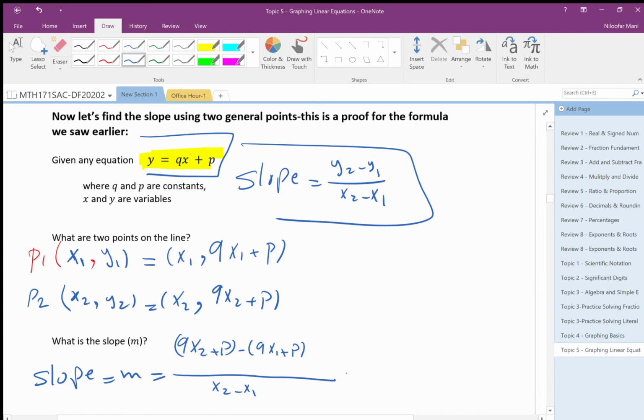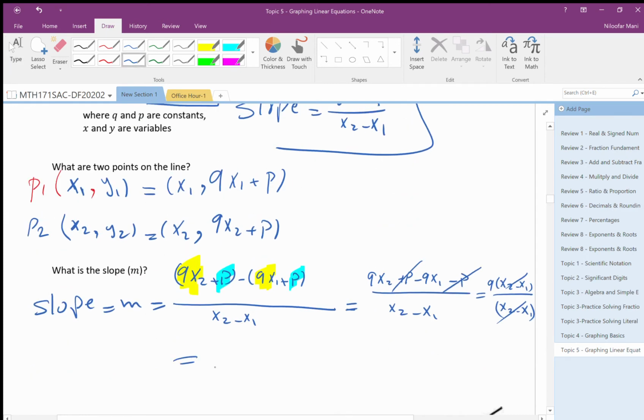Oh my god, what should I do? I see x1 and x2 and p and q. Doesn't matter, I can simplify. So I do like terms. See, I have 2 like terms and I have 2 of these things here. So I can do qx2 plus p minus qx1 minus p. Can I cancel p and p? Yes. Can I factor q? Yes. So x2 minus x1 divided by x2 minus x1, and I can cancel this bracket and this bracket, and I can say q is the slope.